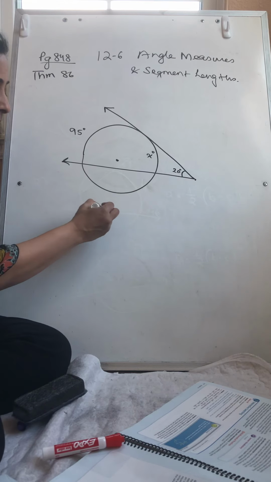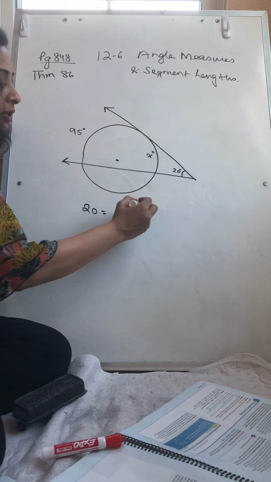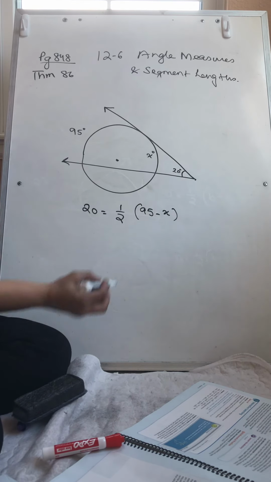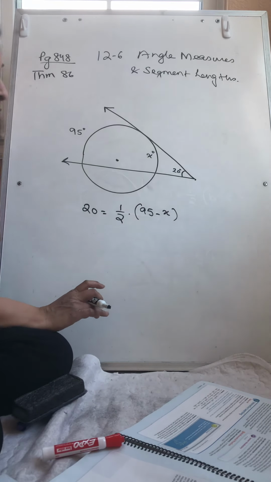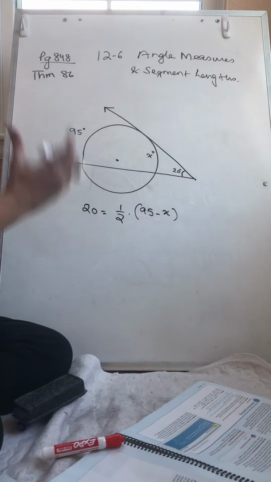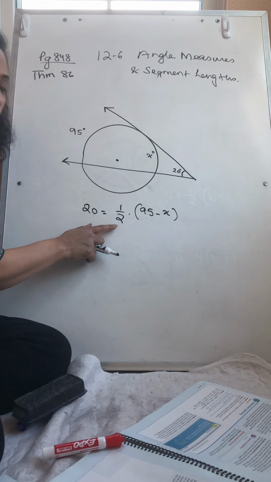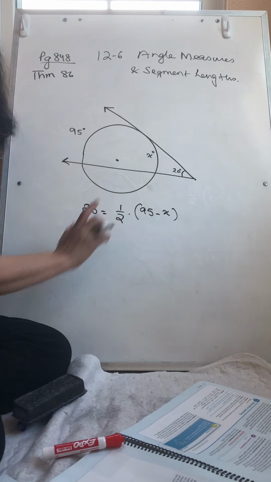So 20 is going to be what? Half of the difference of these two. 95 minus x. Remember, it's multiplication and this is parenthesis. When I'm solving, I don't do PEMDAS. I'm opening my present, right? So I'm going backwards. What I did first, I'm going to do last here. So instead of PEMDAS, I'm going to do SADMAP. First multiplication and then the parenthesis.